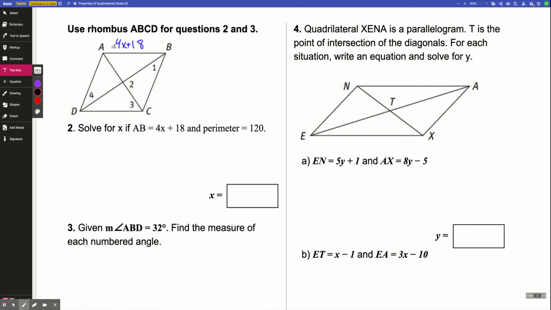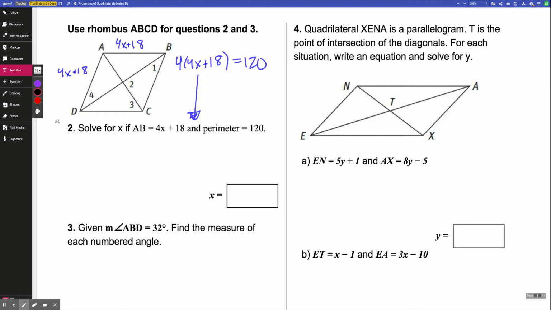Okay, so what that means, remember, in a rhombus, all 4 of these sides are the same. So really, I have 4 4x plus 18s, right? I'm not going to write it on all the sides, but I have 4 of them, right? And remember that for a perimeter, you're just adding all of the sides together and setting it equal to the perimeter. So I have 4 times 4x plus 18, and all of that together has to equal 120. Okay, so that's the equation here for number 2. Okay, so there's a couple of ways that you can solve this.